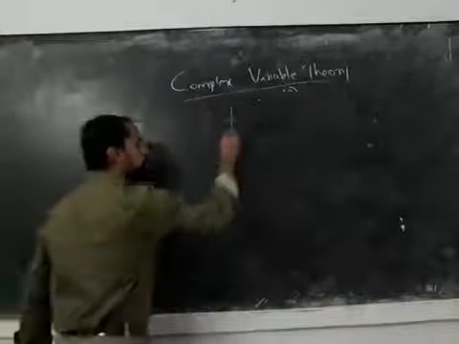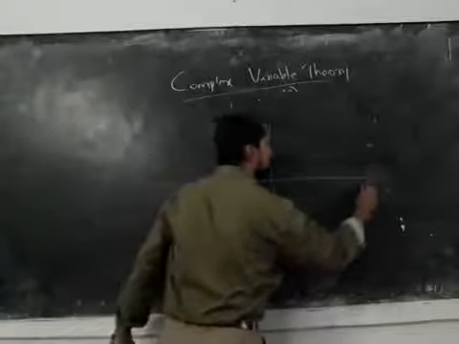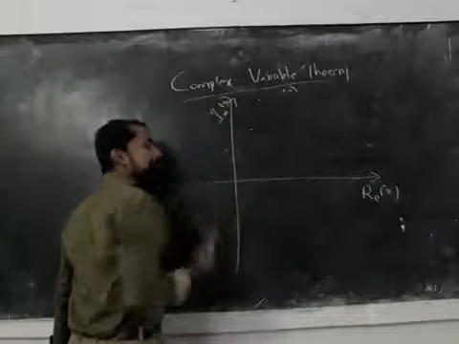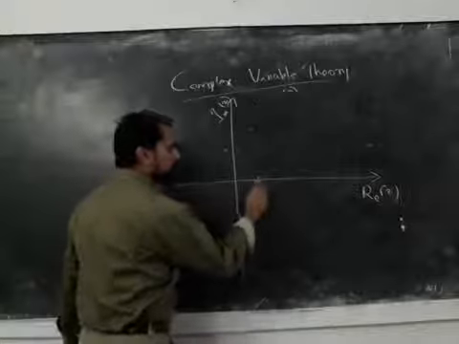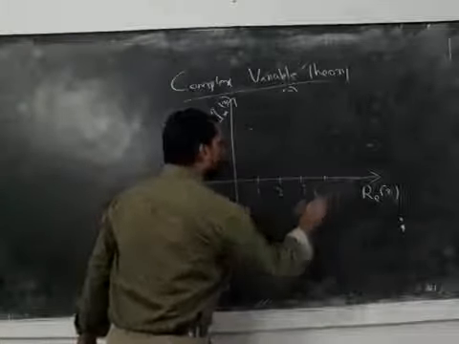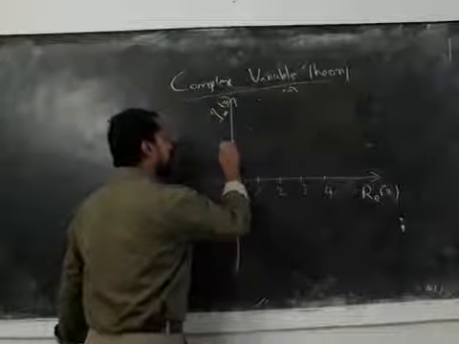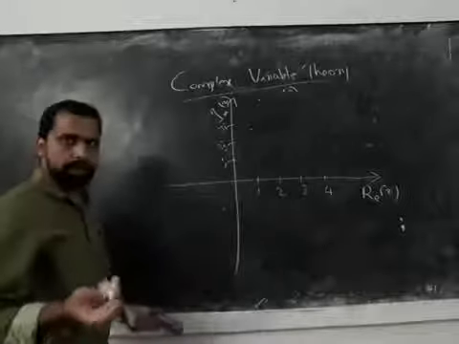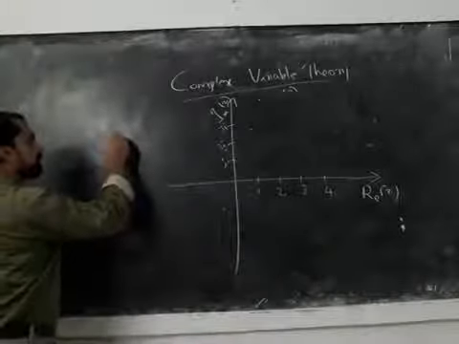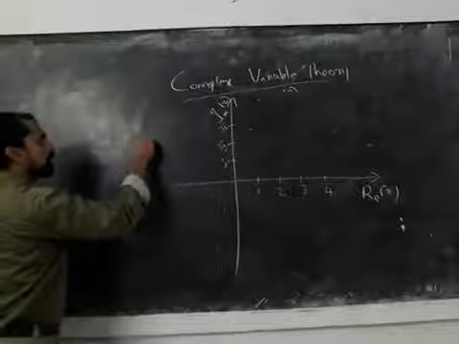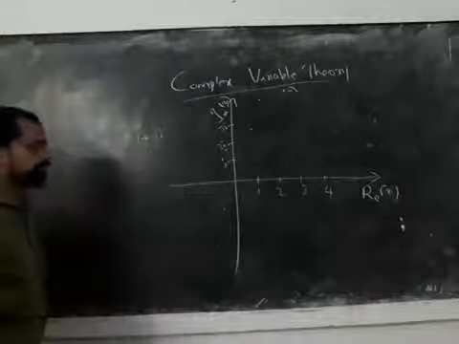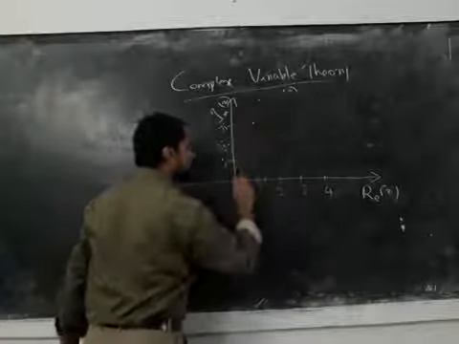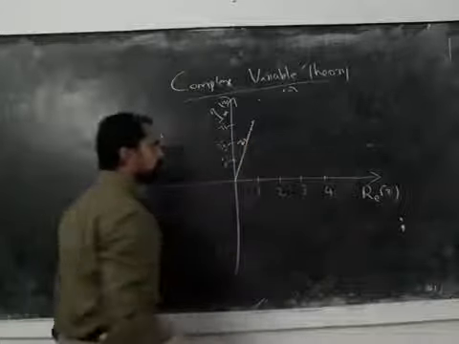For example, you have a complex plane like this. This is your real z and this is your imaginary z. Now 1, 2, 3, 4, and this is i, 2i, 3i. I am representing just this much only; you can do it for different values. So I am taking my first complex number z1 is equal to 1 plus 3i. So 1 unit here and 3i units here. So this is somewhere here, and this is my z1.